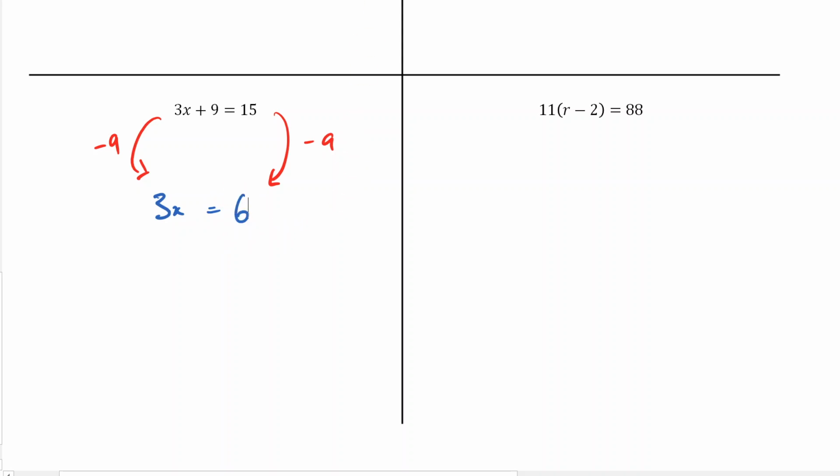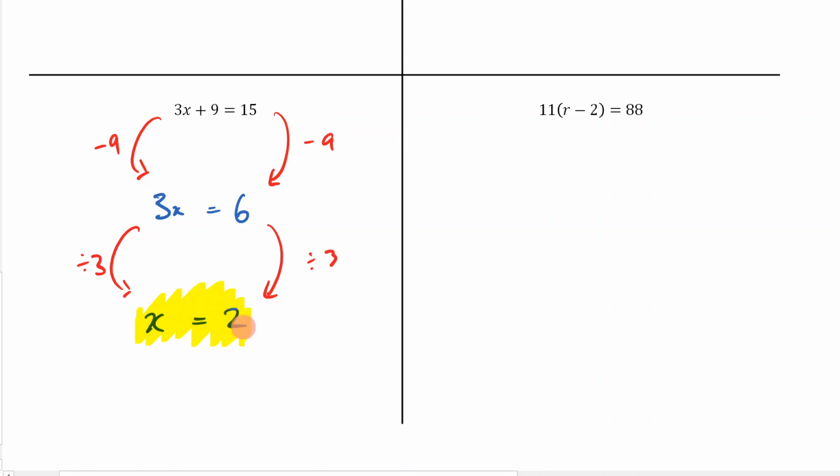And then you're going to divide both sides by 3. The reason why you're dividing is to get rid of that multiplication there. So that means you're now going to get x is equal to 2. X is equal to 2.